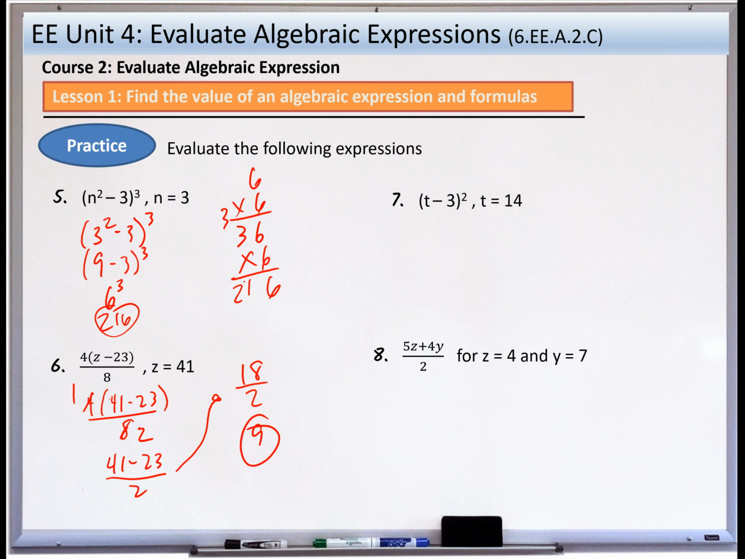Okay, t minus 3, where are we? About 5 minutes. Okay, we'll wrap this up.